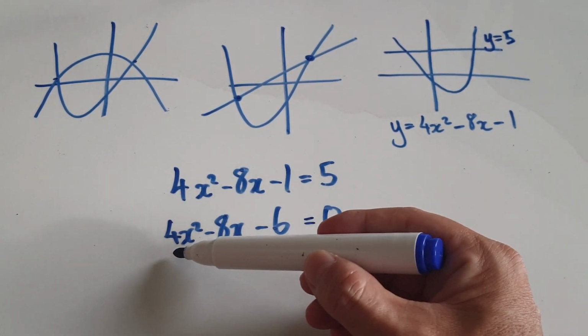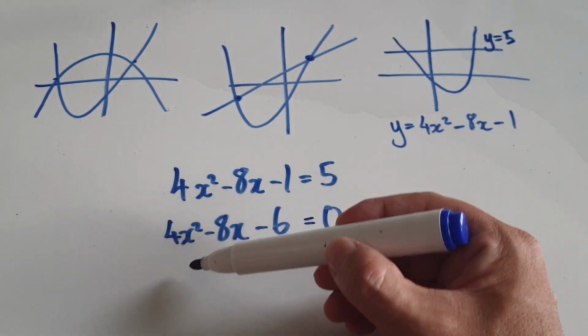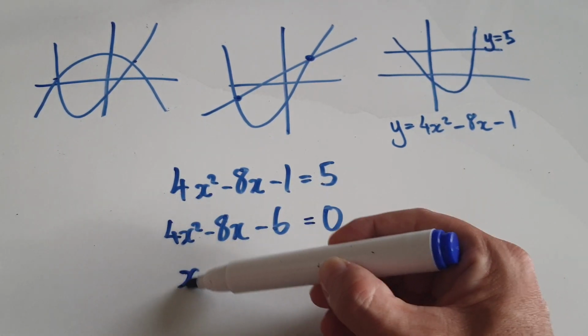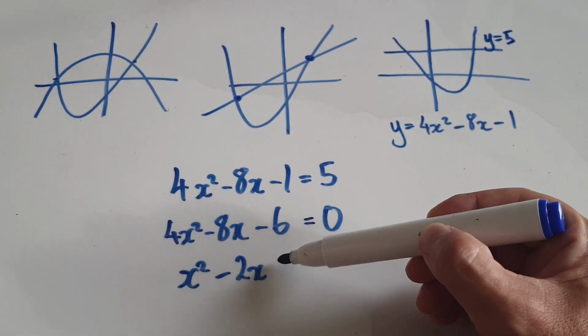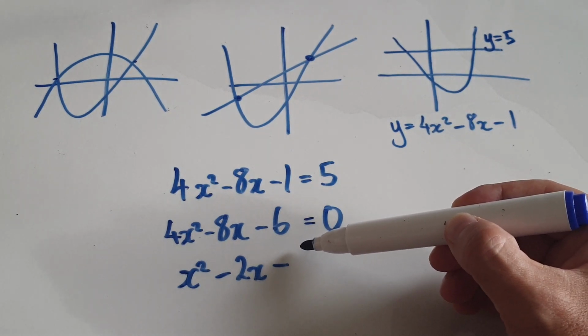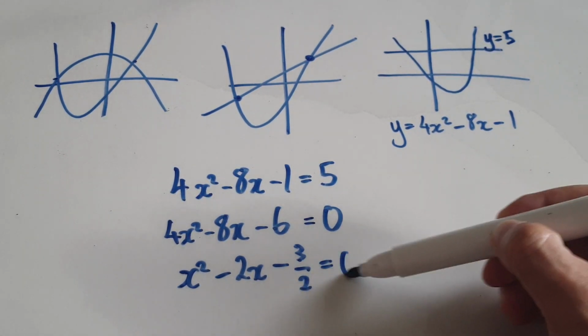Now divide everything by 4 because you want the coefficient here to be 1. So divide everything by 4. So that would be x squared minus 2x minus 3 over 2 equals 0.